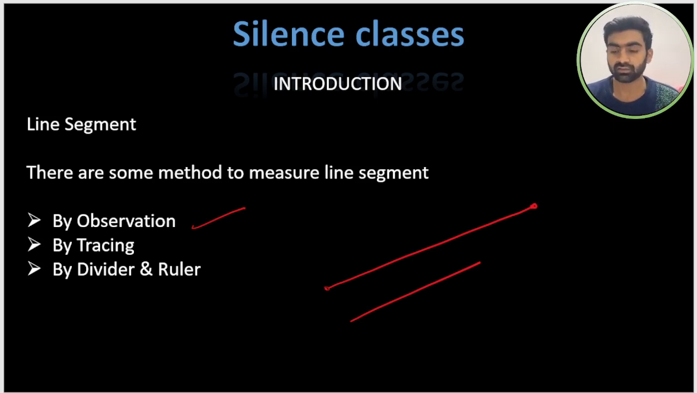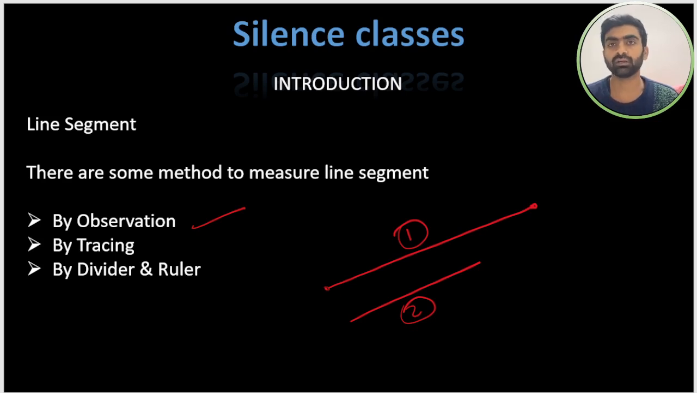If I say this one is line 1 and this one is line 2, and I ask you which line is smaller and which is greater, you can easily find it out by just looking at these two figures. Line 1 is bigger and line 2 is smaller. This is known as the observation method.